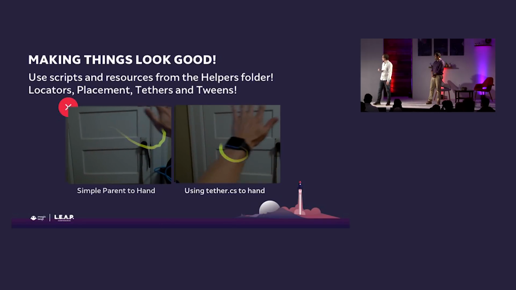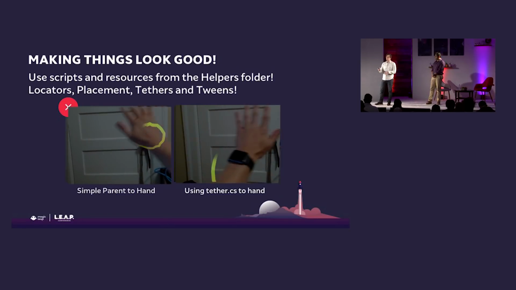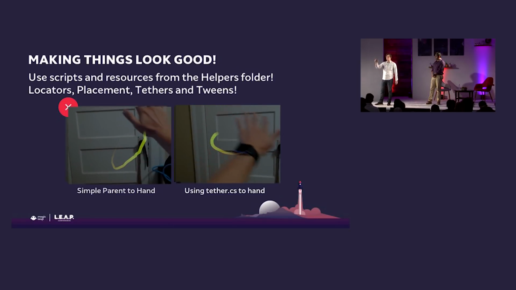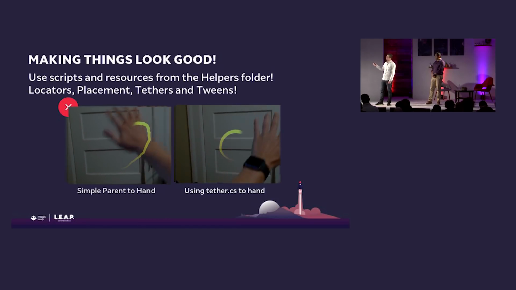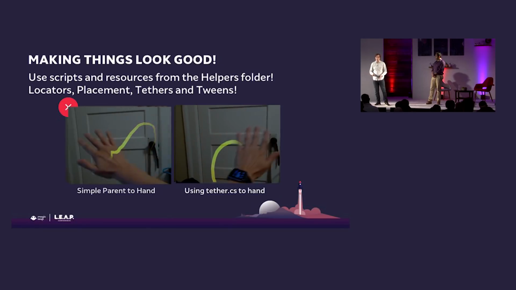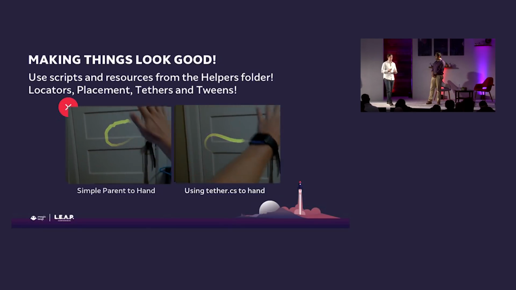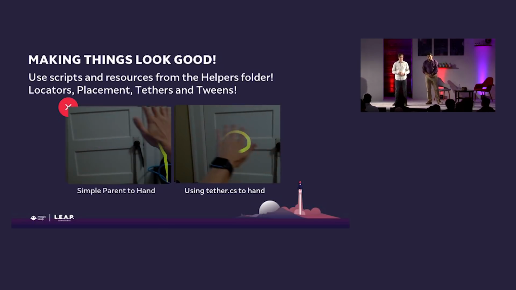On the right, I'm using one of these utility scripts here called Tether, and what it does is it gives you a dead zone as well as a transform to follow. And the end result here gives you a much smoother experience with this trail and something that just looks and feels a lot cleaner. There's also included helpers and utilities for things like tweening as well as placement.